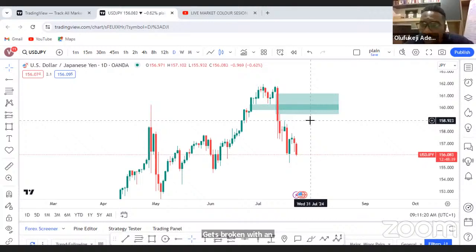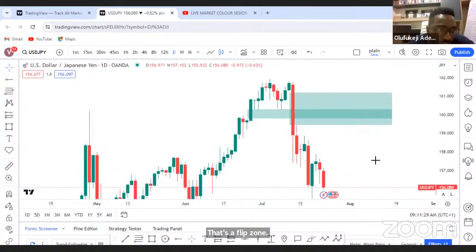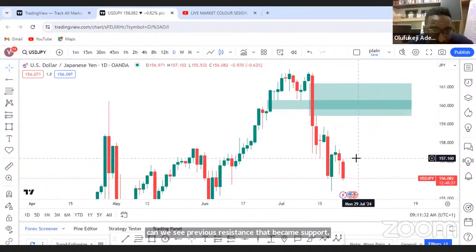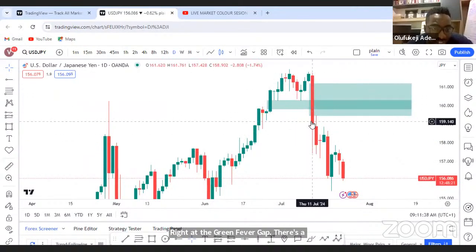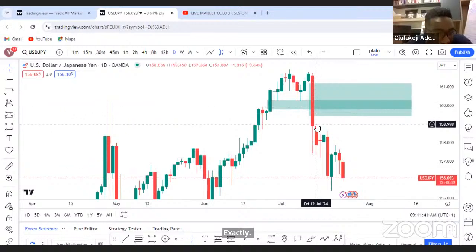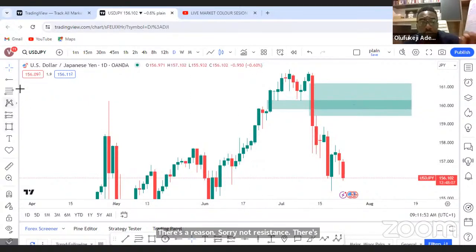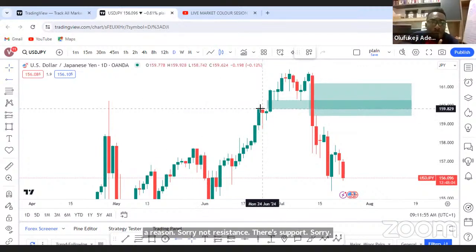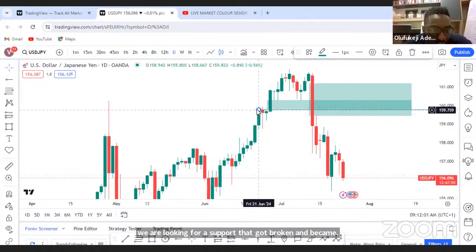Can we see previous resistance that became support? That's a flip zone. Zoom in. Can we see previous resistance that became support? Yes, there's a resistance there right at the green fair value gap. Exactly. And the resistance became support. There's even a resistance at the other block of that green fair value gap. Exactly. There's not resistance, there's a support. Because we are looking for a support that got broken and became a resistance. There's a support, not the resistance, not this. The support below it.